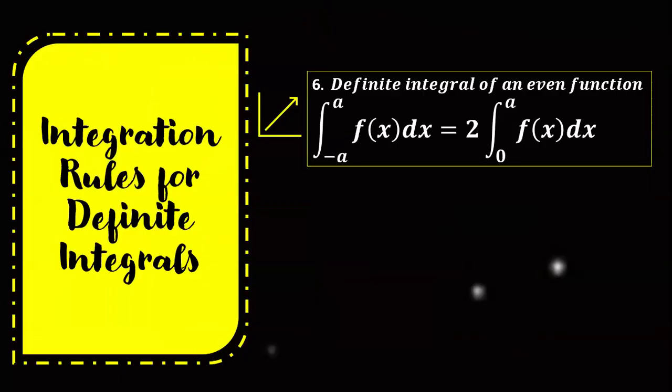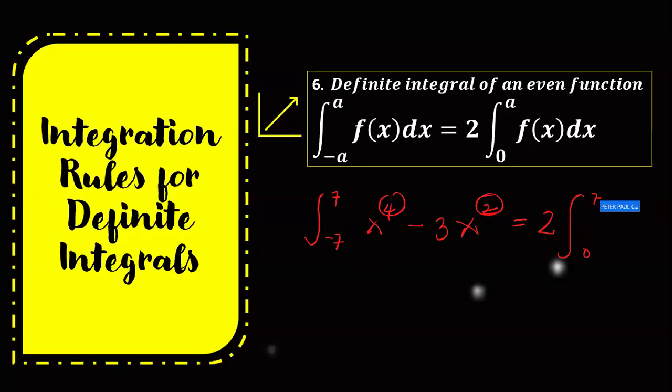For number 6, the definite integral of an even function. An example of an even function is x to the 4th minus 3x squared. Notice that the exponents of the given function are even, so it is considered an even function. If you have an upper boundary of 7 and a lower limit of -7, and this is an even function, you simply get twice the integral from 0 to 7.